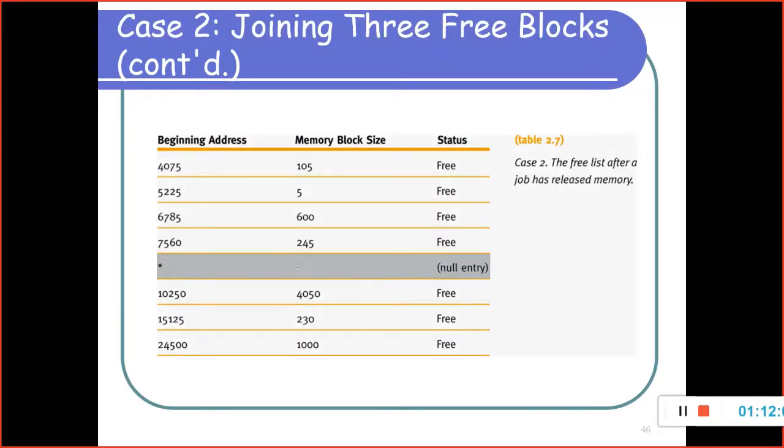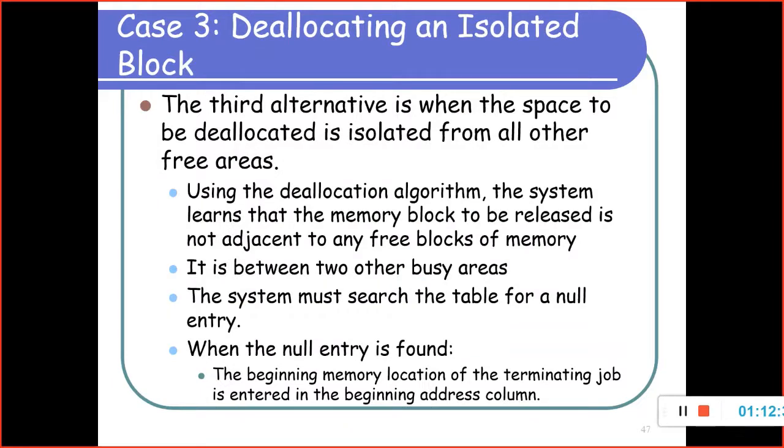So what you do here is put just a null entry without the starting and ending address. This is just a null entry. So starting from 7560, you combine all these three: 20 plus 20 plus 205. So you get 245 with a starting address at 7560, the beginning address. Joining three free blocks.